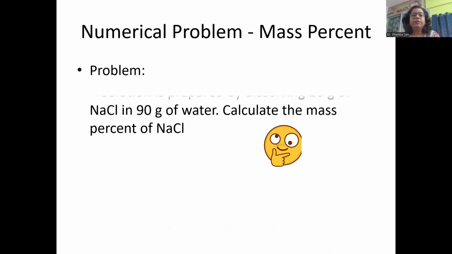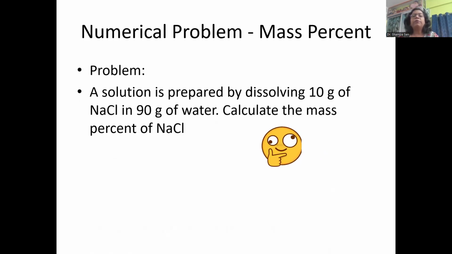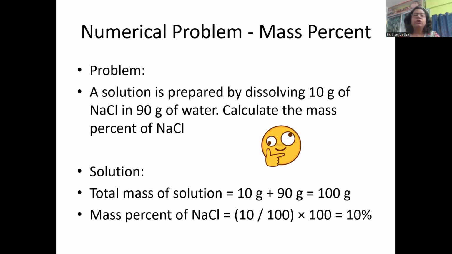Mass percent. A solution is prepared by dissolving 10 gram of NaCl in 90 gram of water. Calculate the mass percent of NaCl. So we have read the question. Now it's time to solve it. Total mass of solution we need to find out. It will be solute plus solvent. So 10 gram plus 90 gram, 100 gram. Mass percent of NaCl will be 10 gram of NaCl divided by 100 gram of solution. That is mass fraction, multiplied by 100 will give you mass percent.